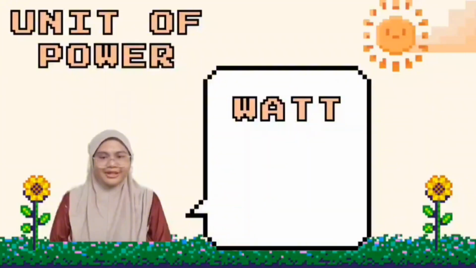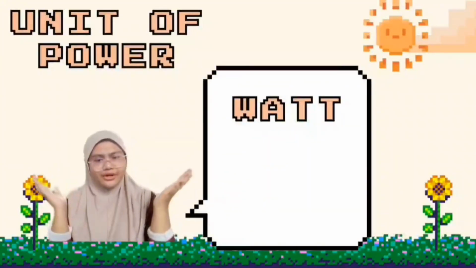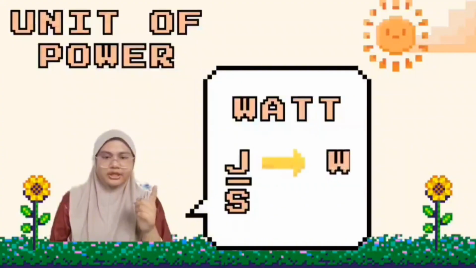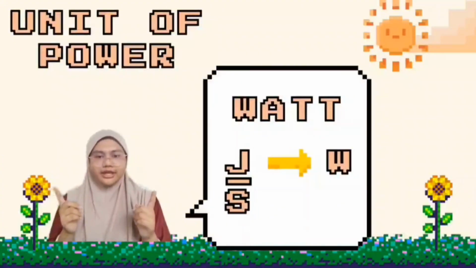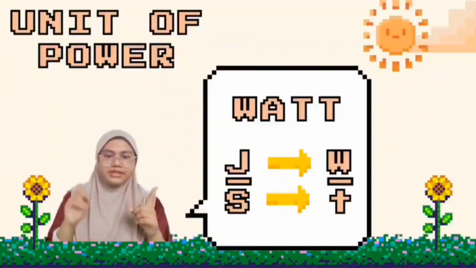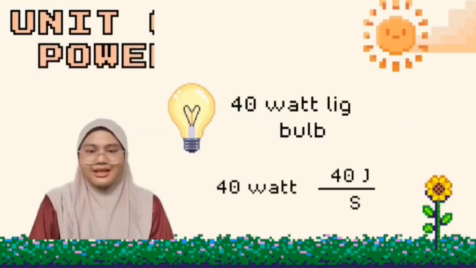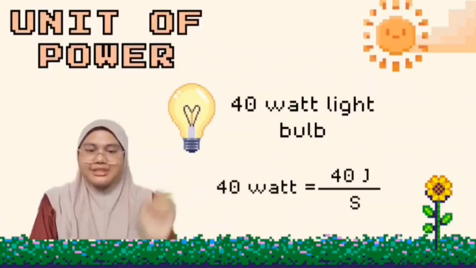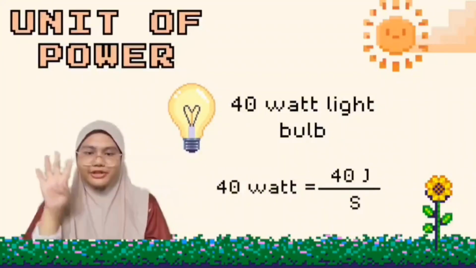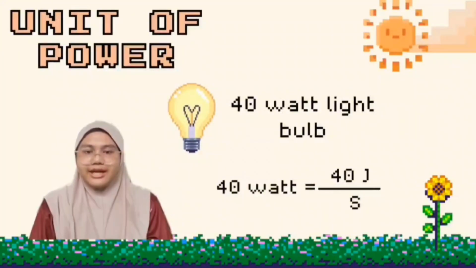The unit of power is watt. So, what is watt? Watt is joule per second. Joule is the unit of work and second is the unit of time. So, basically, 1 watt equals 1 joule per second. Now, suppose that this light bulb is a 40 watt light bulb. It means this light bulb converts 40 joules of energy into light every second.